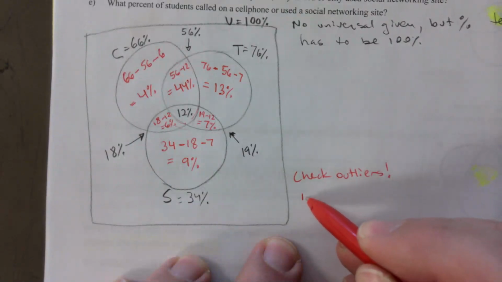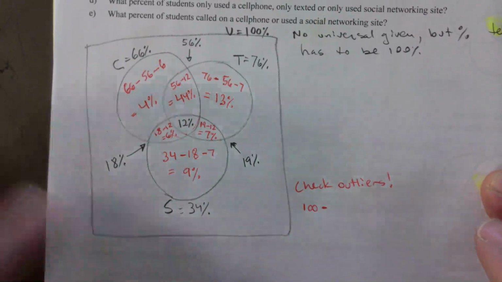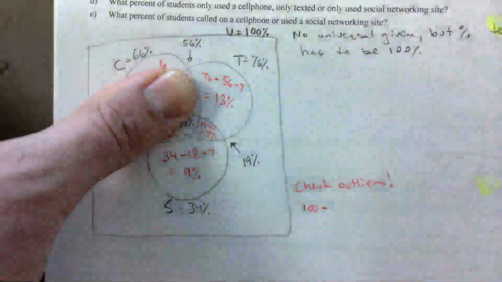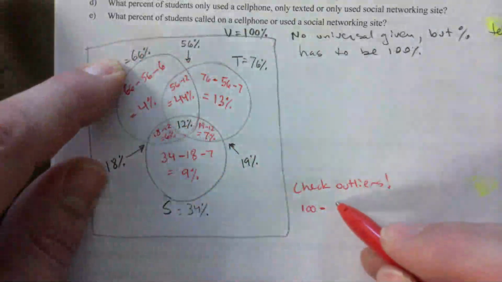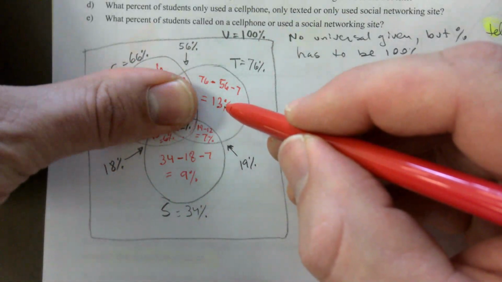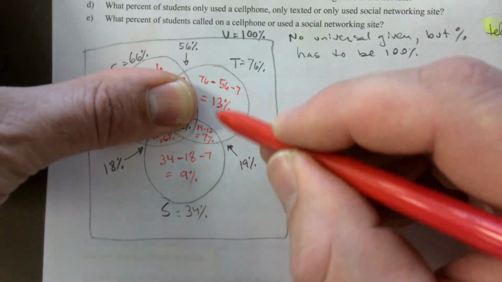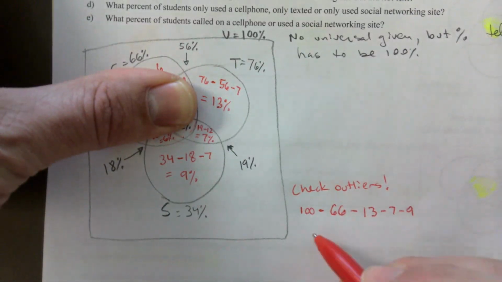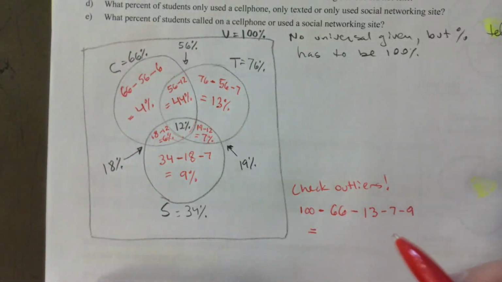I'll go 100. And it's actually not that bad, folks. Watch this. If you were to take 66%, like that's that circle where my thumb is on, right? This whole thing is 66. So I'm going to take away 66, and I'm going to take away 13, 7, and 9 as well, like these other regions that still remain. Minus 13, minus 7, minus 9. Okay? And you end up with 5%.